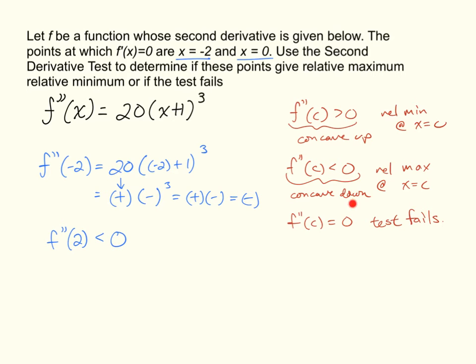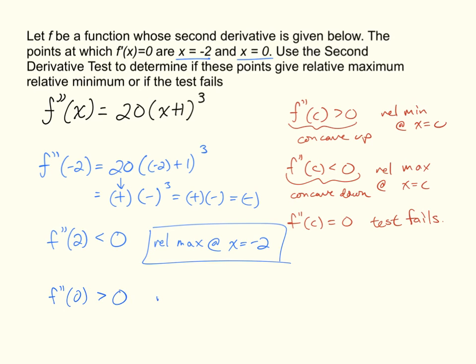So looking over here at the second derivative test conclusion, if the second derivative at the critical value is less than 0, then you have a relative max. All we can say about this is that there is a relative maximum at x equals -2. So there's one answer. And if you use this similar sign analysis technique for when x equals 0 and you find that f double prime of 0 is greater than 0, then that tells you there's a relative minimum at x equals 0.